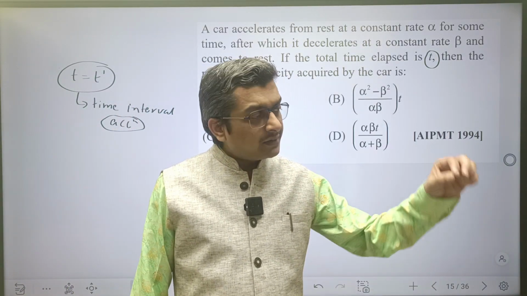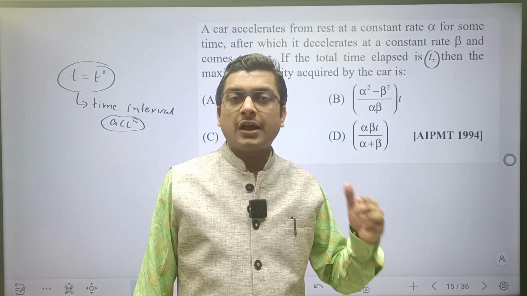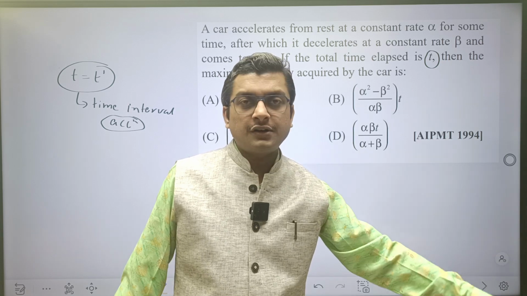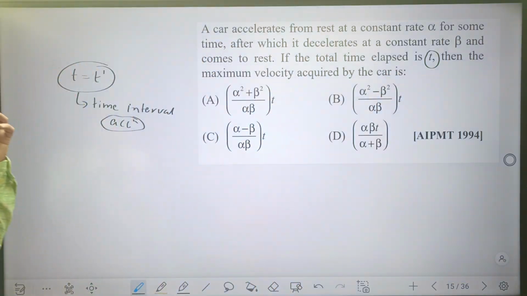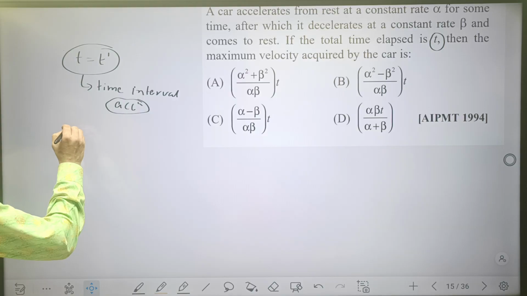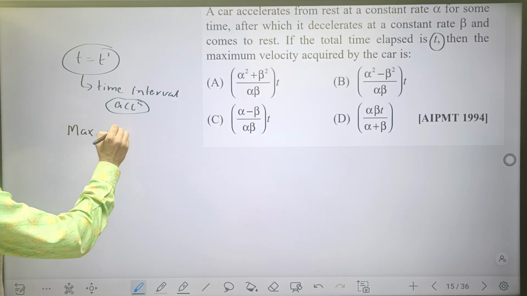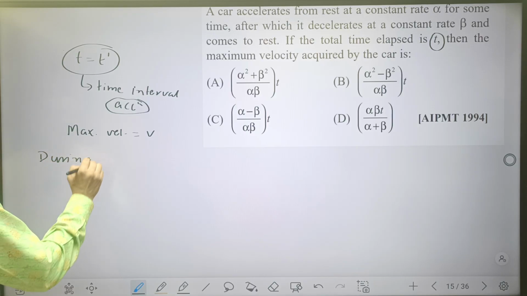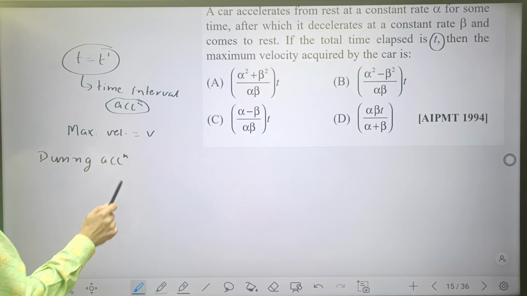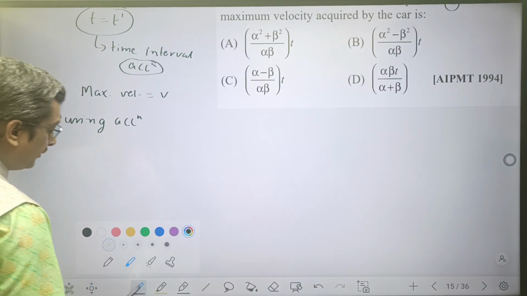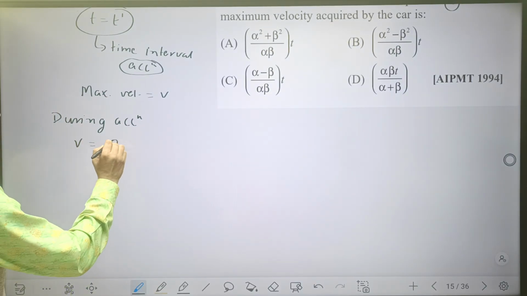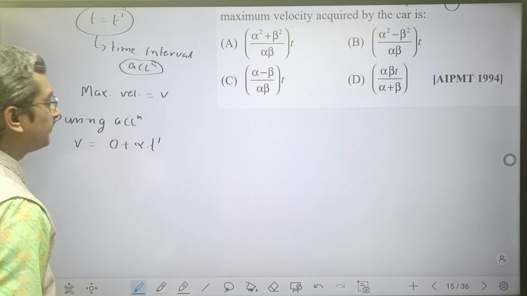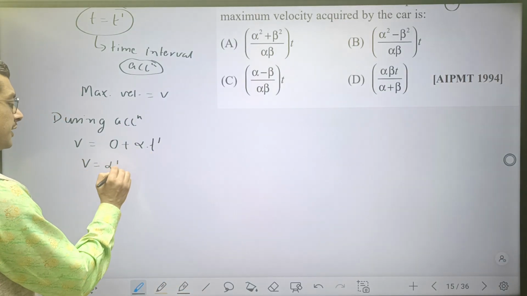That's all. So at time t dash the car's velocity will be maximum, because until time t dash there is acceleration. After that the deceleration starts and the velocity keeps decreasing, isn't it? Let us suppose the maximum velocity achieved by the car is v. So during acceleration, the car starts from rest, so its initial velocity is 0. Applying the first equation of motion, we have 0 plus alpha into t dash, where t dash is the time during which the car is being accelerated. So v is given by alpha into t dash.